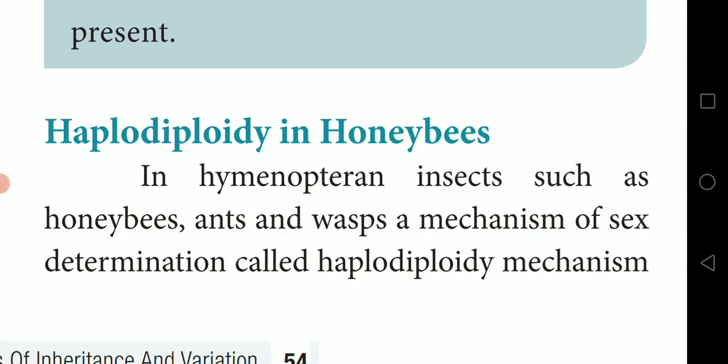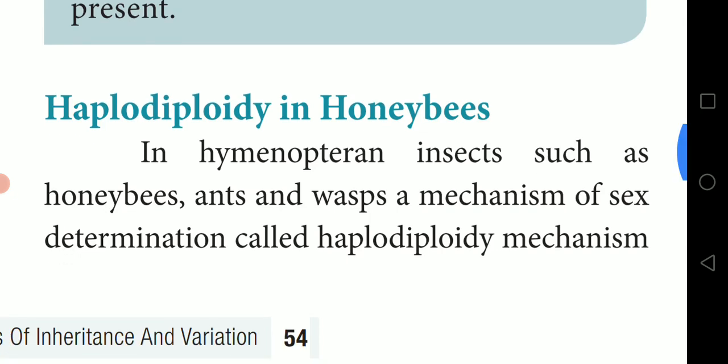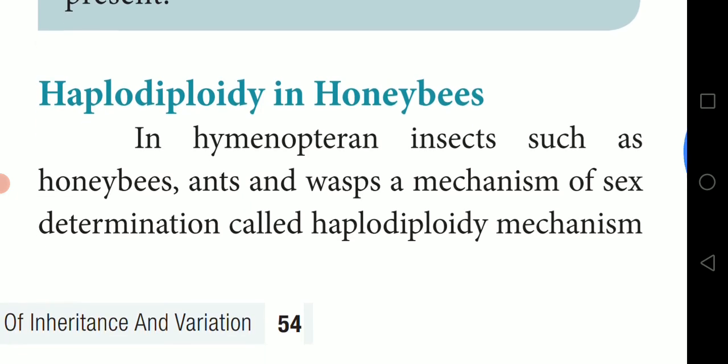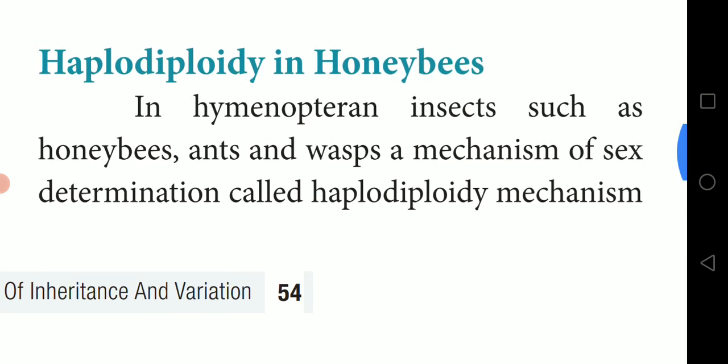In Hymenopteran insects, such as honeybees, ants and wasps, the mechanism of sex determination is called the haplodiploidy mechanism.